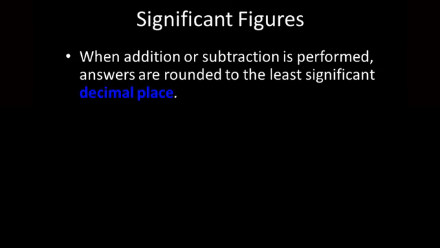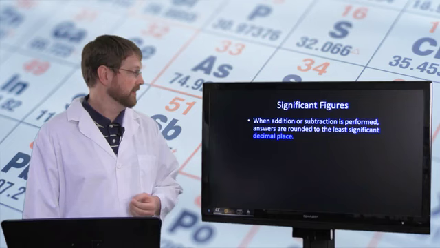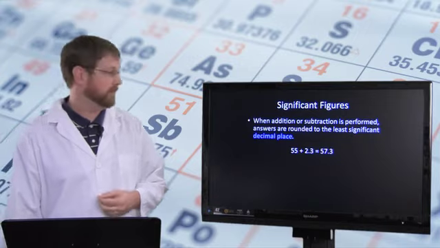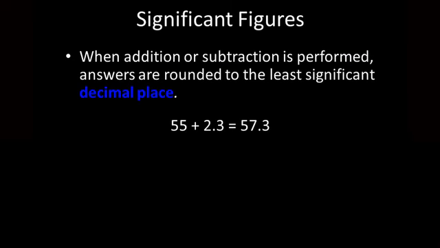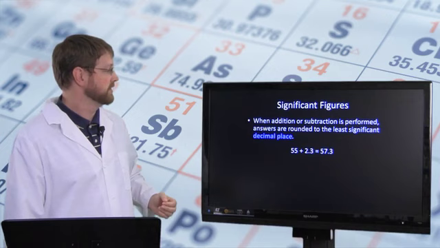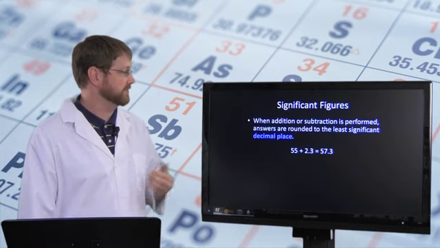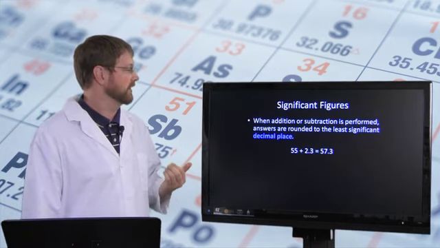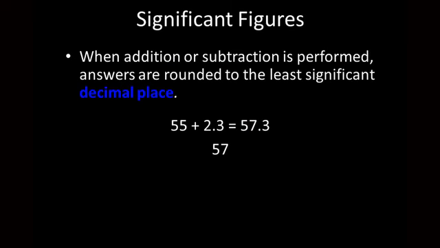When addition and subtraction is performed, the answers are rounded to the least significant decimal place. For instance, let's look at this problem. 55 plus 2.3 equals 57.3. Now, we look at the least significant decimal places in the original two numbers. The least significant decimal place in 55 is the ones digit, and in 2.3 it is the tenths digit. So, we would round to the ones digit, and the answer is just 57.